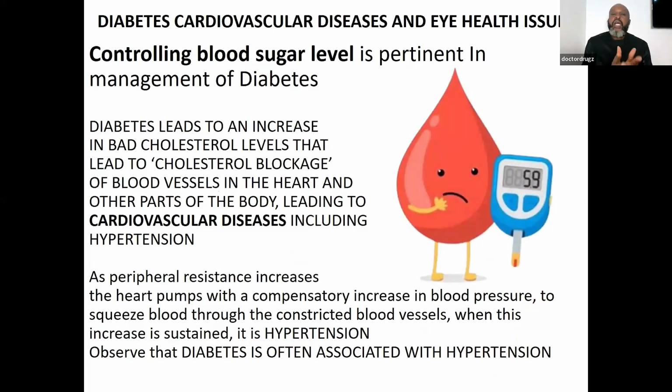So diabetes, cardiovascular disease, and eye health issues. We just talked about that a bit, but let's remember that controlling blood sugar level is pertinent in the management of diabetes. Diabetes leads to an increase in bad cholesterol level that leads to cholesterol blockage, as I just mentioned, of blood vessels in the heart and other parts of the body, leading to cardiovascular diseases, including hypertension. So as peripheral resistance increases, the heart pumps with a compensatory increase in blood pressure to squeeze blood through the constricted blood vessels. When this increase is sustained, it is hypertension, period. Observe that diabetes is often associated with hypertension.